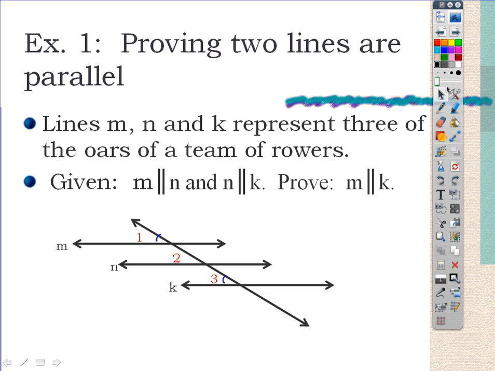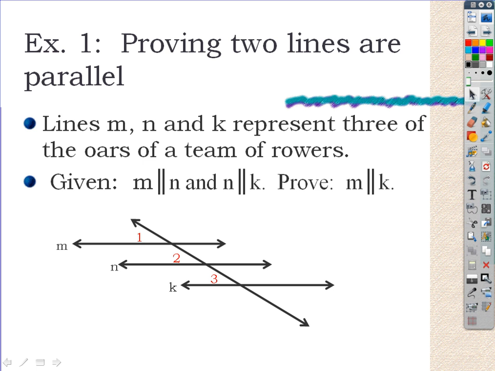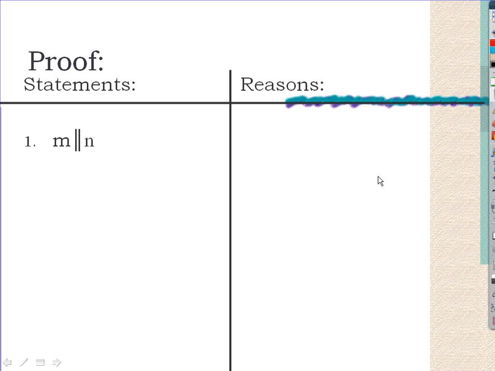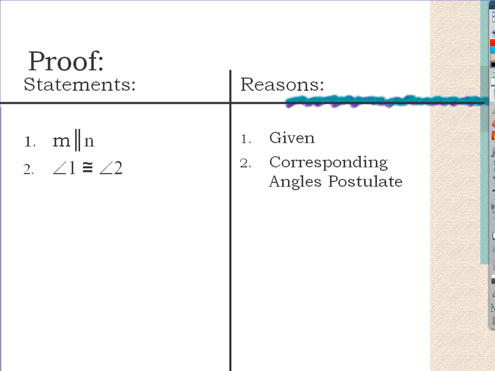Okay? Good. So now let's look at what that, if we were to put this in the format of a 2-column proof, then what do we get? So statements. Well, we were told that M is parallel to N. That's given, right? That's something that's given to us. Because of that, we said then that angles 1 and 2 were congruent. You all told me the reason for that was corresponding angles. I don't care about postulate.